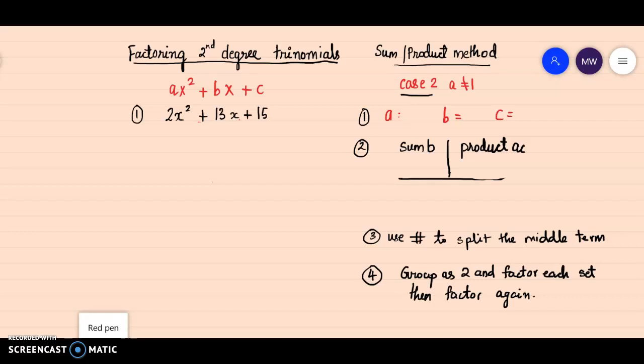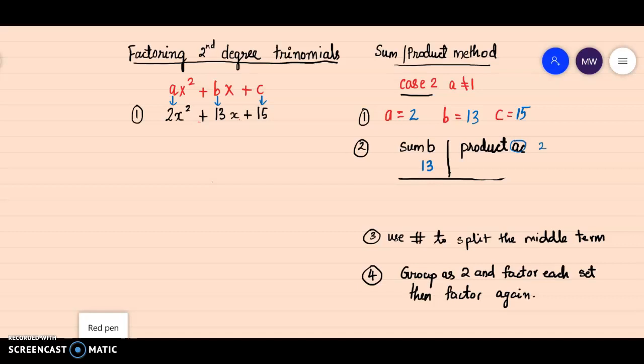So the first two steps are very similar to what we did in case 1. It's to identify a, b, and c first, and then we find two numbers whose sum is b and product is ac. So let's write down what a, b, and c are in this case. For a you have 2, for b you have 13, and c is 15. So let's find two numbers whose sum will come up to b, the coefficient b, which is 13 in this case, and the product will come to a times c.